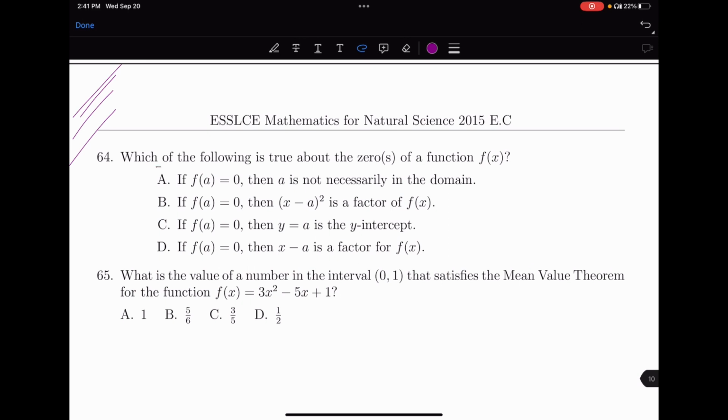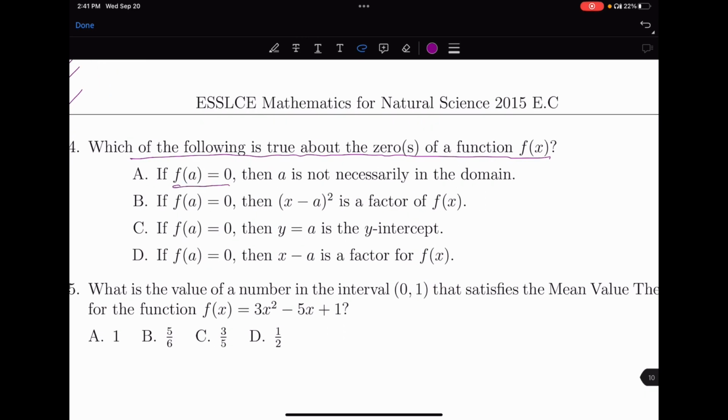Question 64: Which of the following is true about the zero of a function f of x? Okay, if f of a equals 0, then a is not necessarily in the domain. That is true, right? A is not necessarily in the domain. It depends on the definition of the function. Therefore, a is an answer.